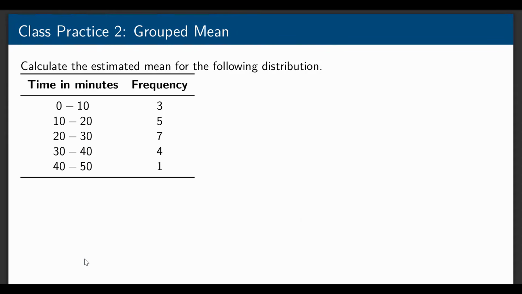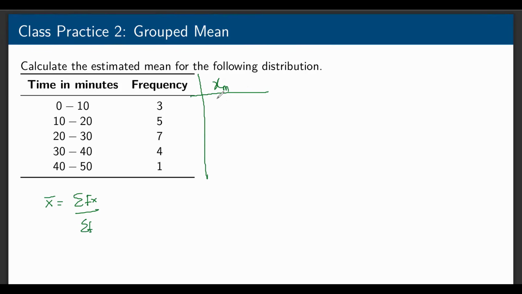Here is another example. Calculate the estimated mean for the following distribution. I have my class intervals and my frequencies. I'm going to extend this. First of all, I want to write the formula. I know that x bar equals summation of f times x all over summation of f. So I need my x values, the class midpoints, which you can call xm.